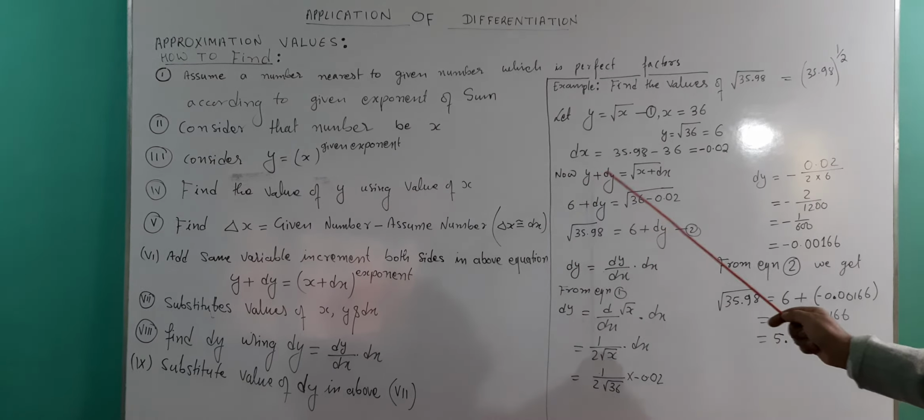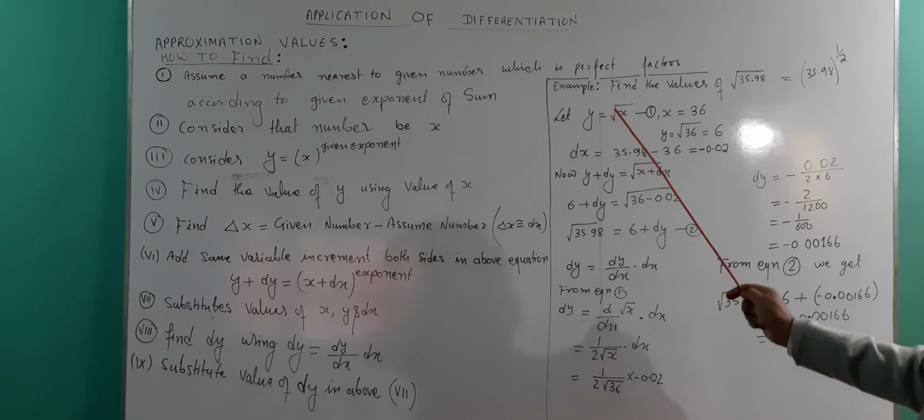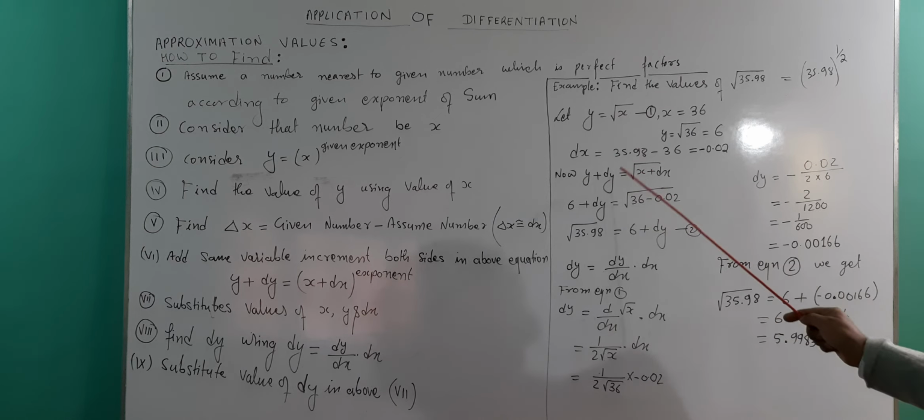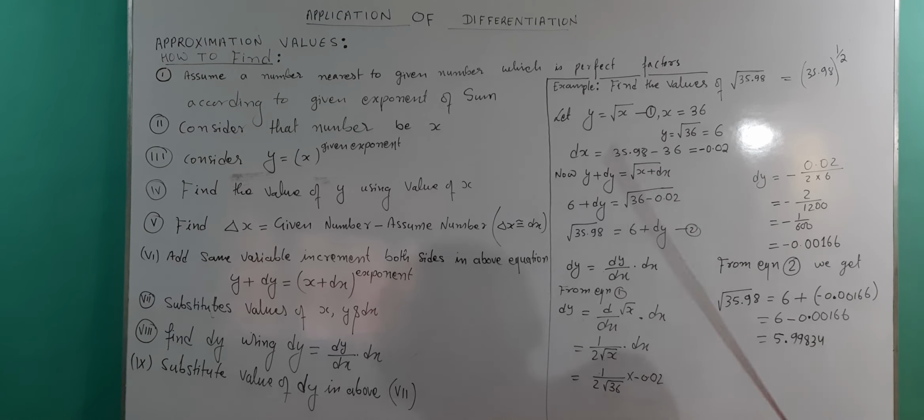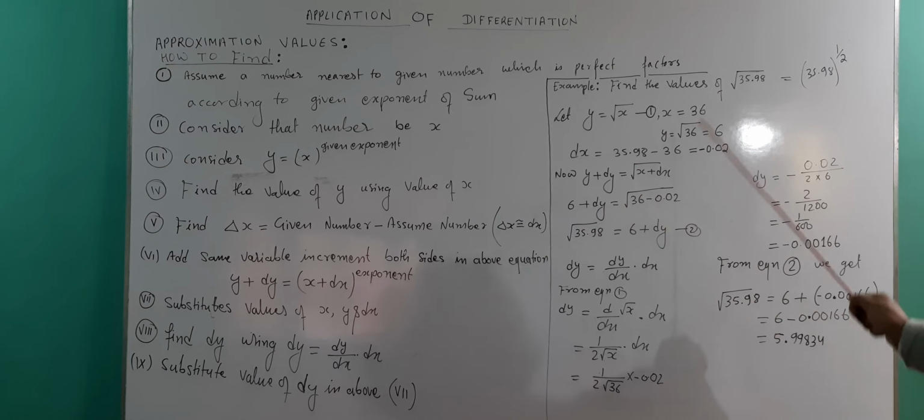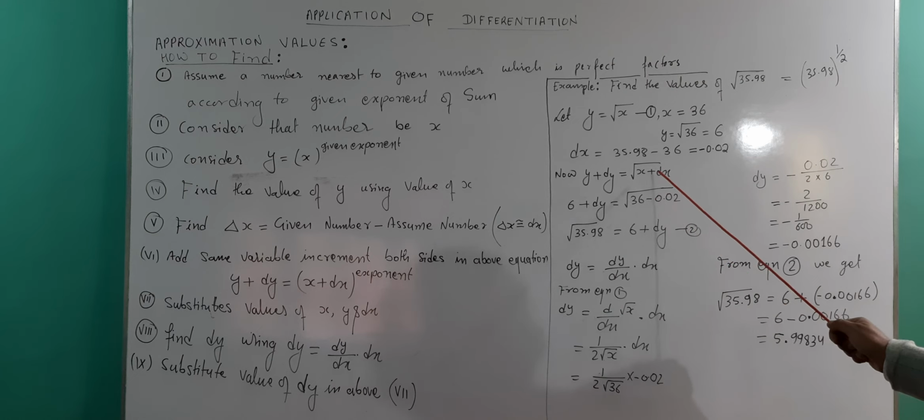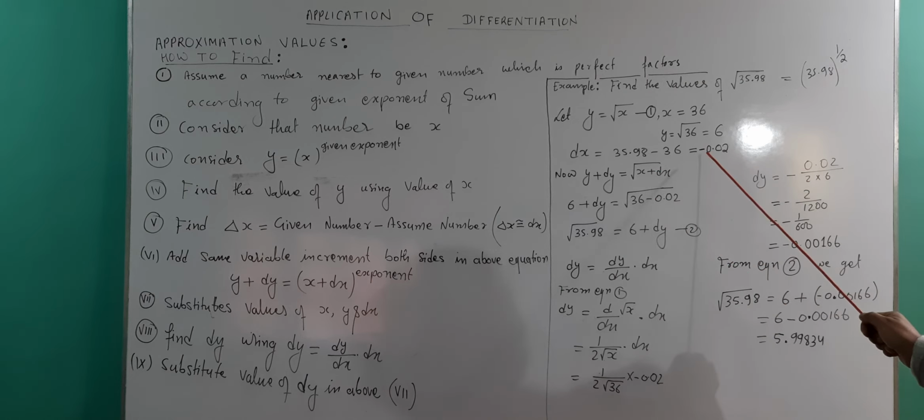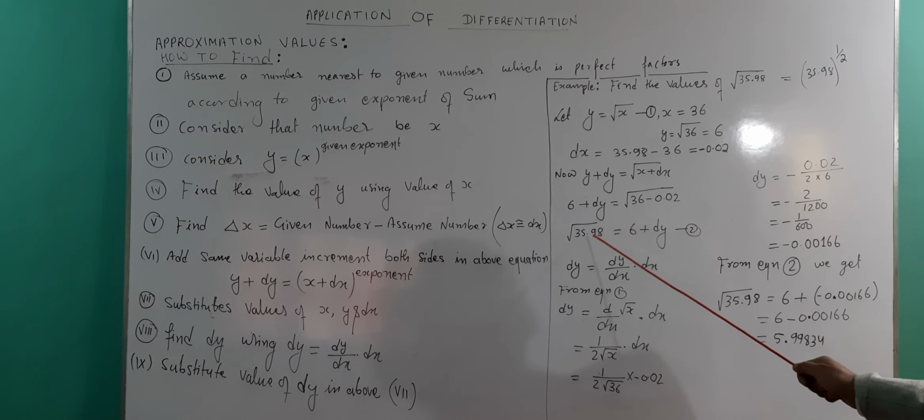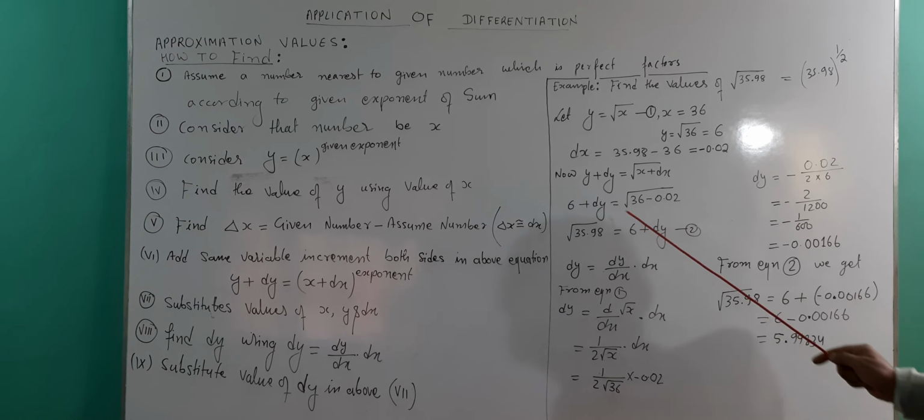Now we reach step 6, adding the increment on both sides in the above equation. In equation 1, we add the increment on both sides. On the left side, the increment of y is dy. On the right side, the increment of x is dx. Now substitute the value of y, which is 6. There is no value of dy yet, we are going to find it later. The value of x is 36, plus the value of dx, minus 0.02. The difference of 36 minus 0.02 is 35.98, which is our sum to solve.